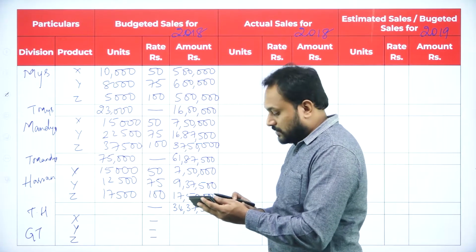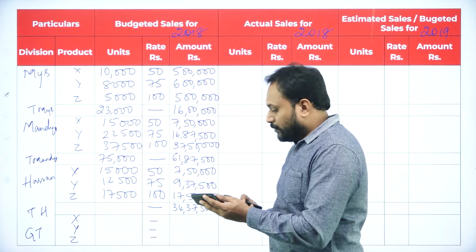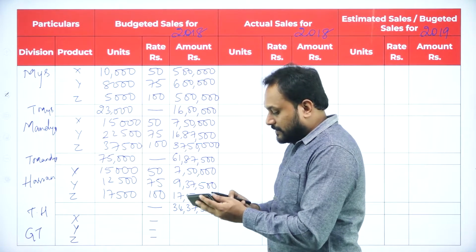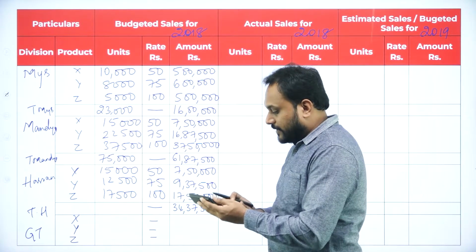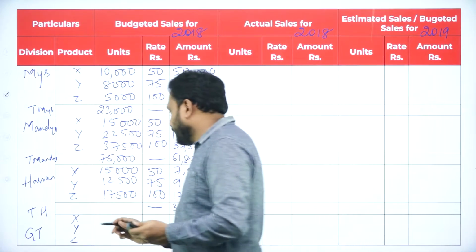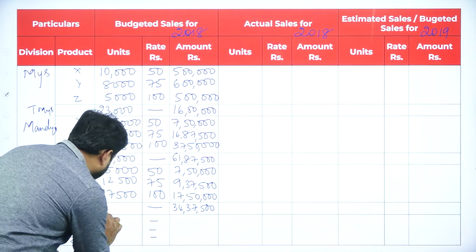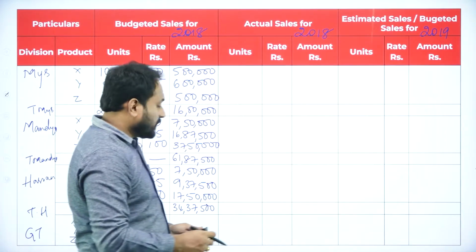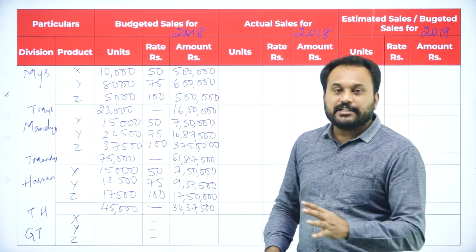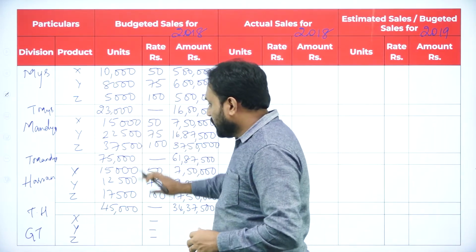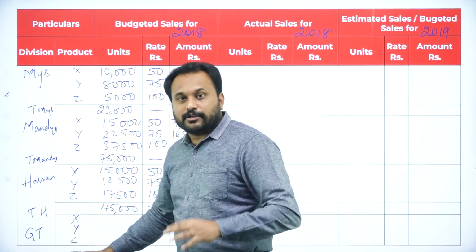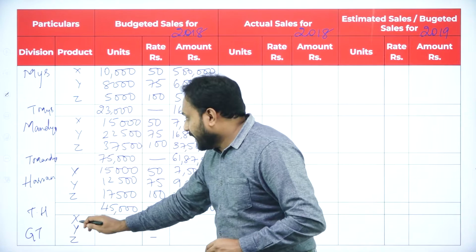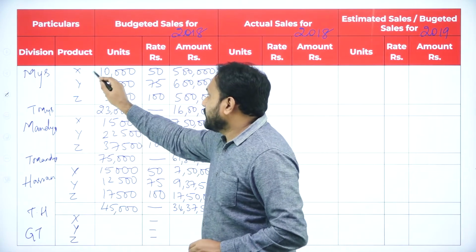15,000 plus 12,500 plus 17,500. So 45,000 is what we have got here. So we'll write here 45,000. Done. So our budgeted sales for 2018 is done. What you should do is write the grand total. Now for X, what you will do is you'll go with 10,000.